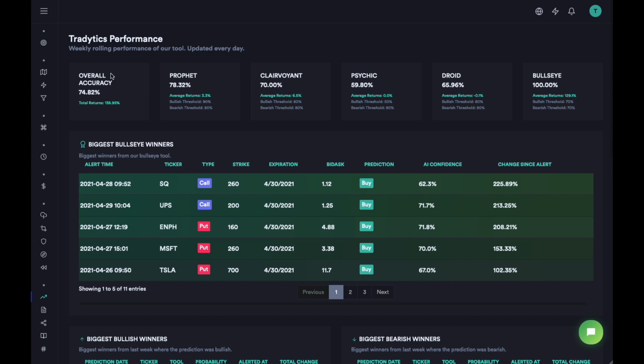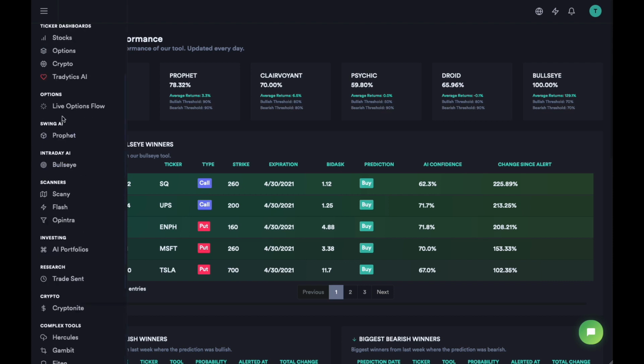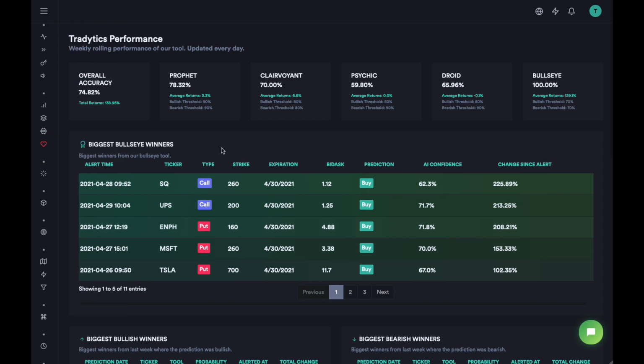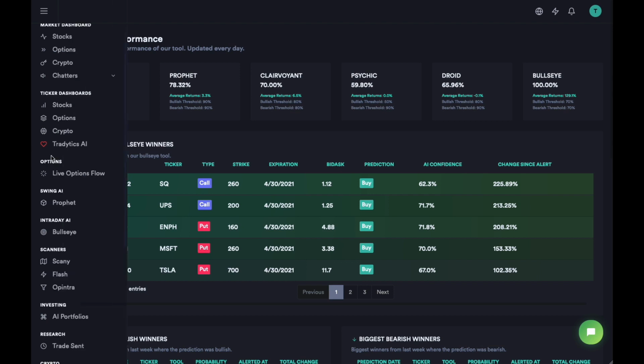So right on the top, you see the overall accuracy of all our tools. When I say all our tools, I mean Profit, Bullseye, and Tradytics AI. So these are sort of the tools that we have. The Profit tool is the tool here.